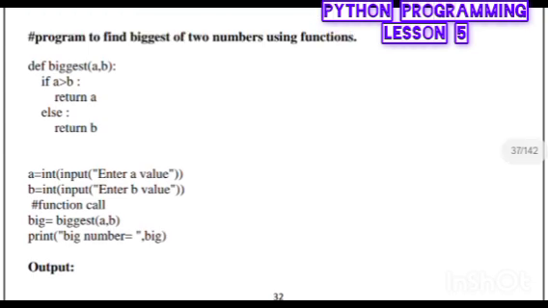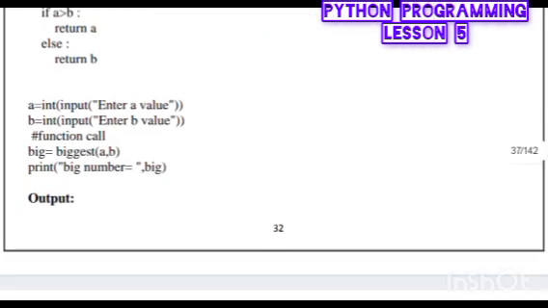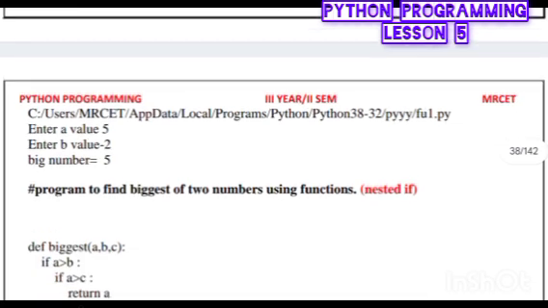Here we use this function. Here we call the function, big value equal to biggest of a comma b. So the value is assigned to big here, and after that the print statement. The value comma b, big number is 5.